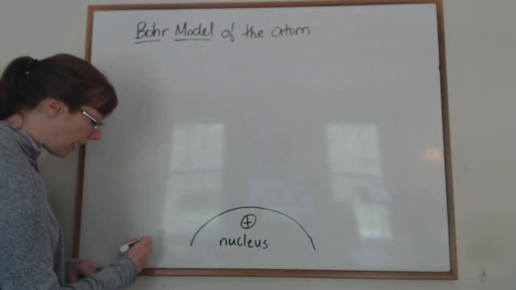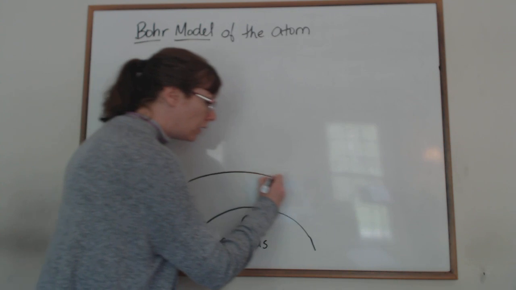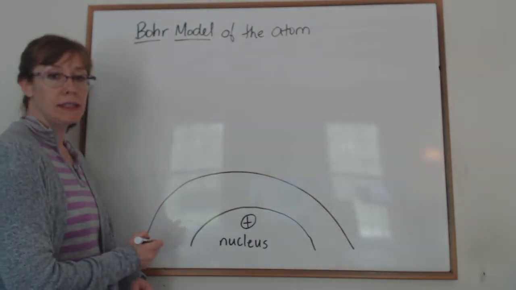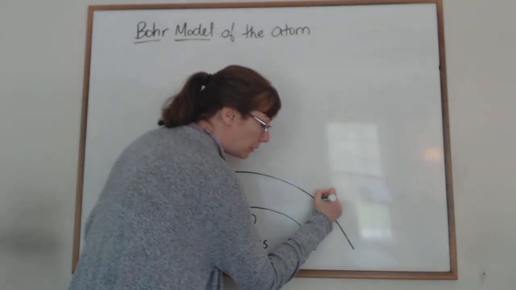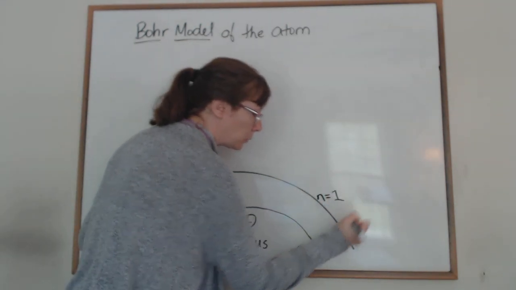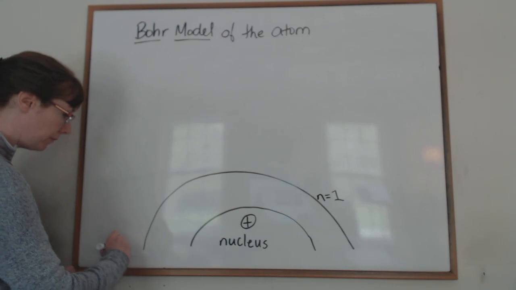In the Bohr model of the atom, what we have are these things called, well, they look like planetary orbits. But let me go ahead and label this one n equals 1. Let me do a couple more.